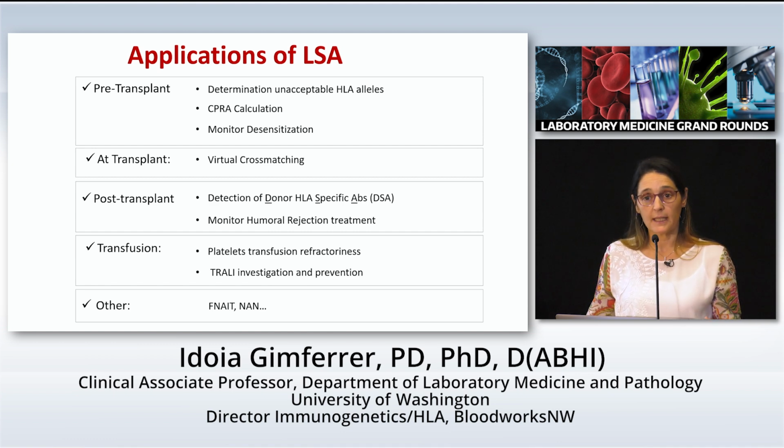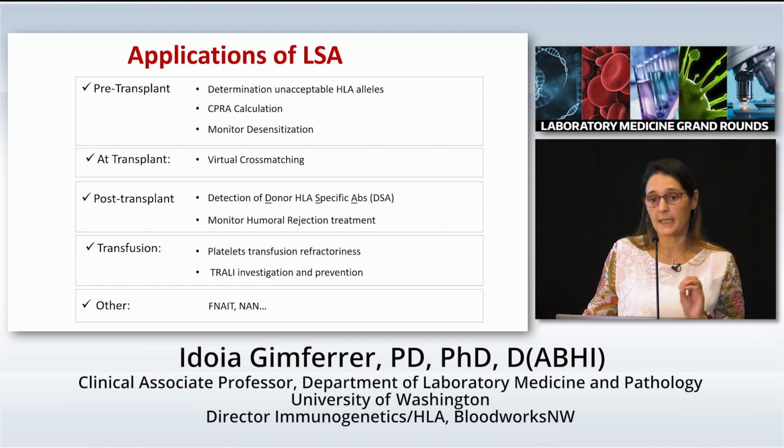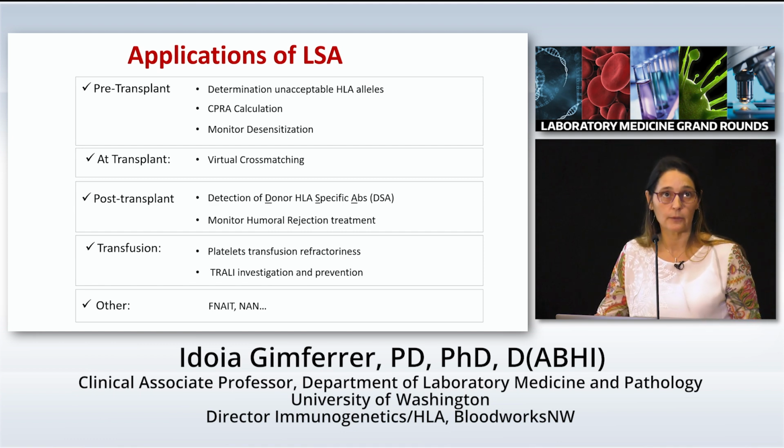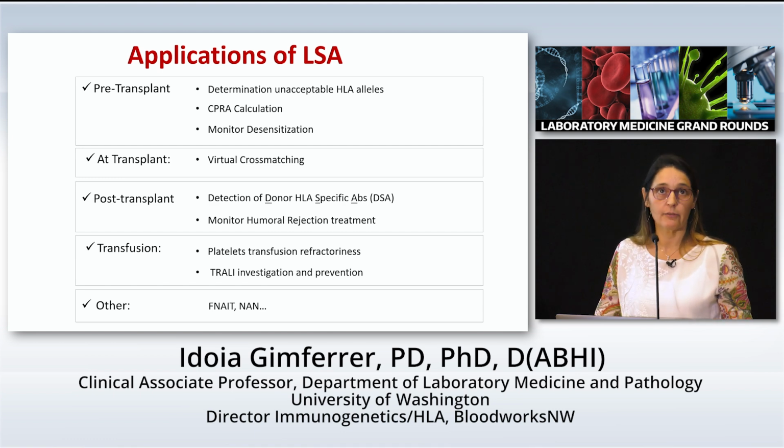In the post-transplant setting, you do the assay, but you are only looking at whether the patient has antibodies against the HLA of the donor. That is called DSA, donor-specific antibodies. You don't care about the PRA at that time. You only want to know if the patient is rejecting. And also you can monitor rejection treatment. After pheresis, you can monitor if the antibody levels are dropping or not. You can also use LSAs to support transfusion for refractoriness in trials. And here and there we do some studies for neutropenias and thrombocytopenias too.